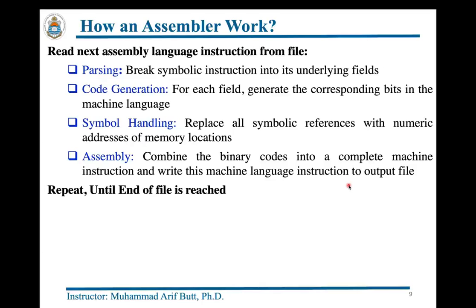Okay, so this slide shows you a bit of detail of how an assembler works. What we do is we read the assembly language instruction from a file, we parse it, that is, we break the symbolic instruction into its underlying fields, we generate the code, we handle the symbols, and then finally we assemble. We combine all the binary codes into a complete machine instruction and maybe write this machine language instruction to an output file as well. And we repeat all this again and again until we reach the end of the file.